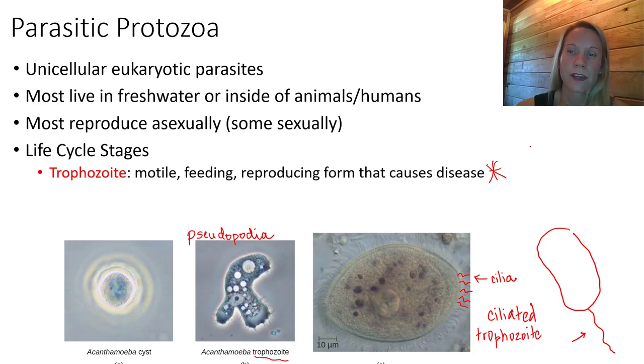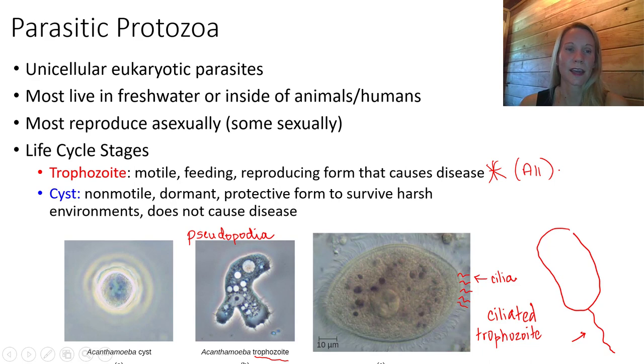So like I said, all of the parasitic protozoans have a trophozoite stage. The second type of stage is only found in some groups of parasitic protozoans, and it's called the cyst stage. The cysts do not move, so we call them non-motile. They're dormant. It's a protective dormancy stage that some of these parasites form in order to survive a harsh environment or a lack of food. It does not cause disease in this form.